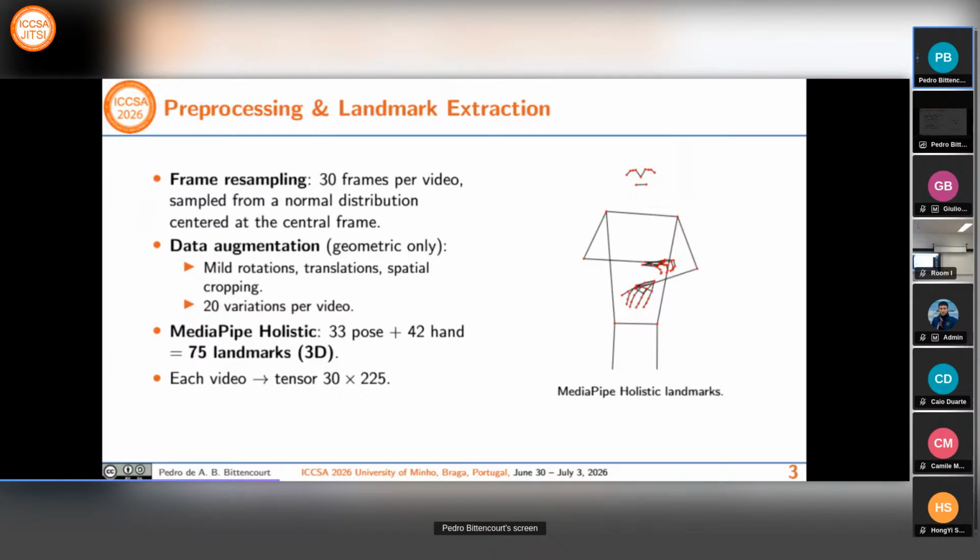For feature extraction, we used MediaPipe Holistic, which gives us 33 pose landmarks and 42 hand landmarks, 21 per hand, totaling 75 three-dimensional landmarks per frame. We discarded facial landmarks because facial expressions were not sufficiently visible in some videos. And each video is thus represented as a tensor of size 30 by 225.